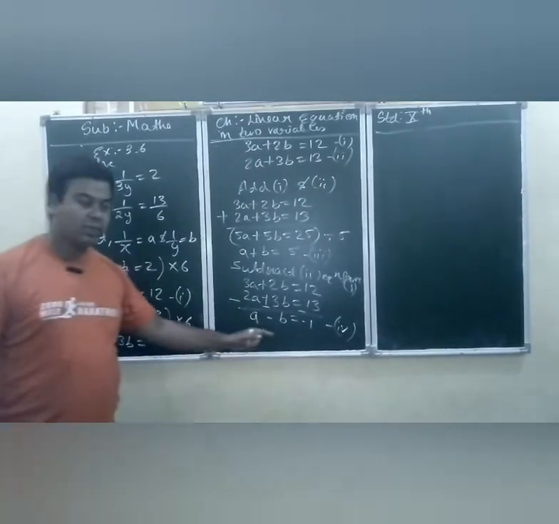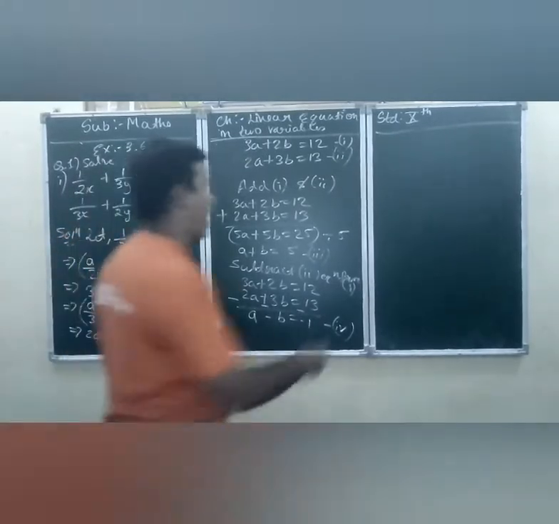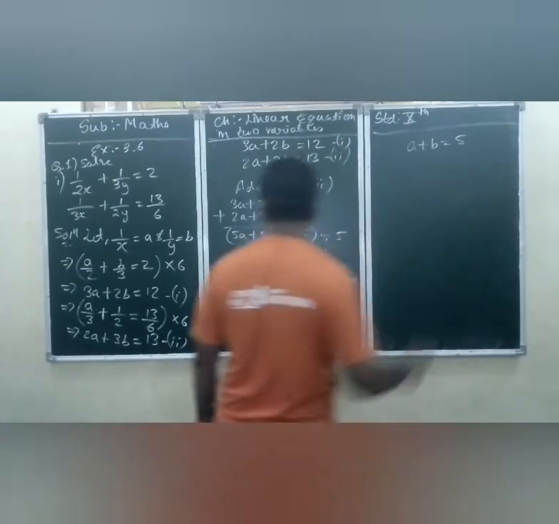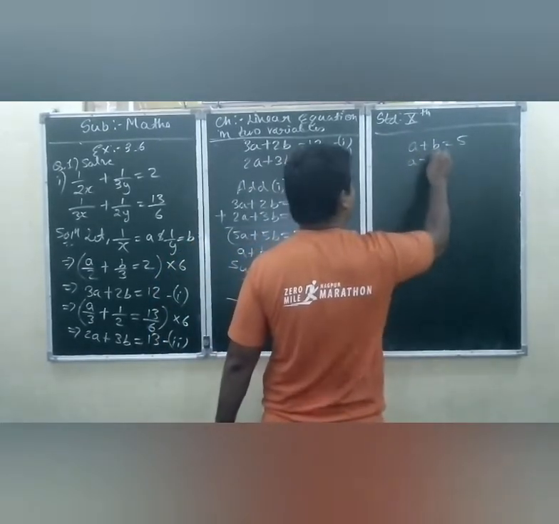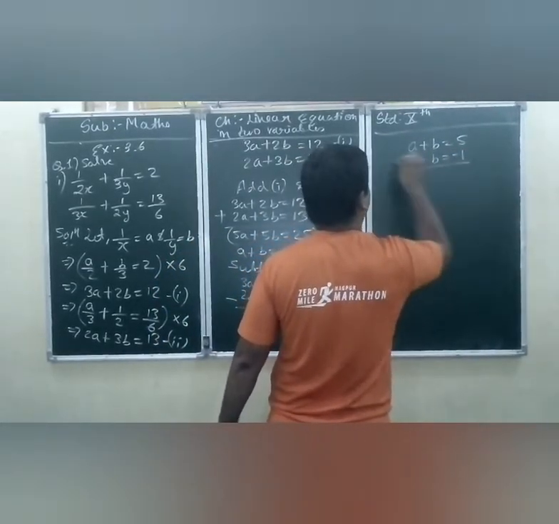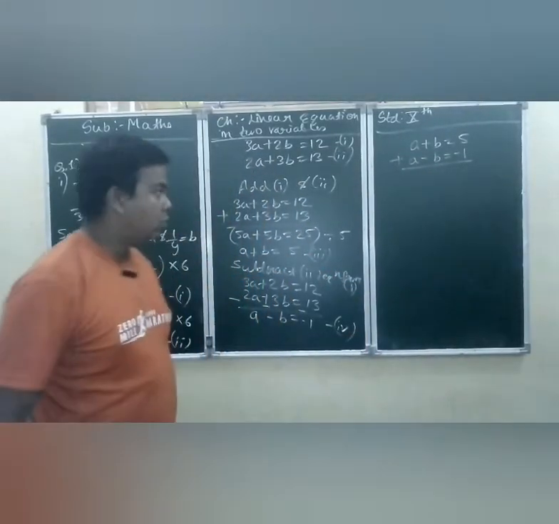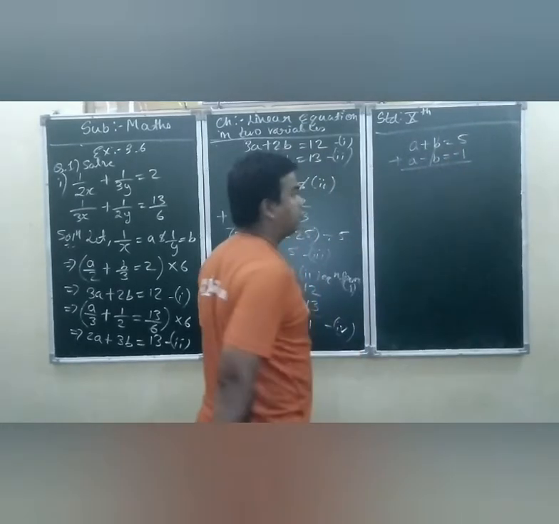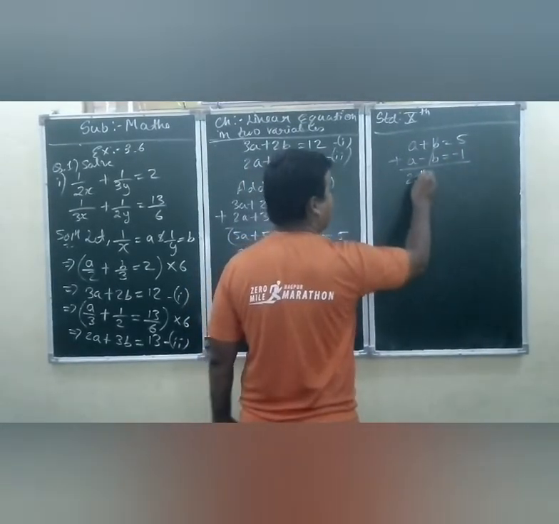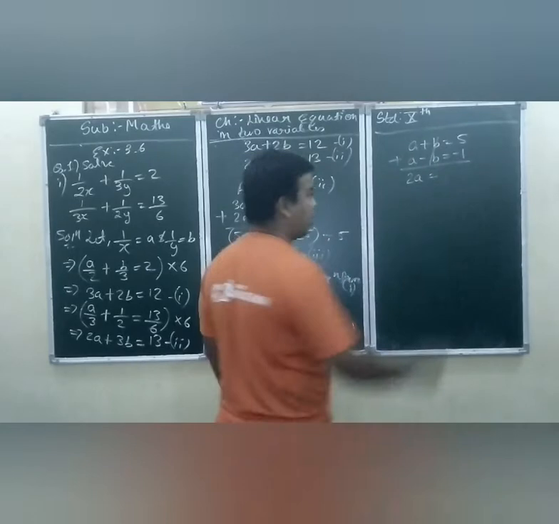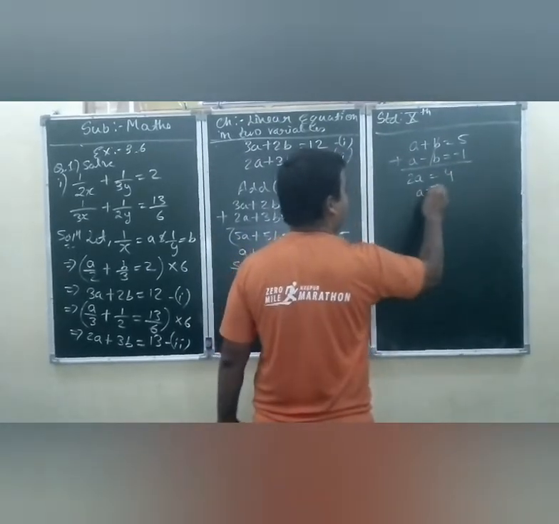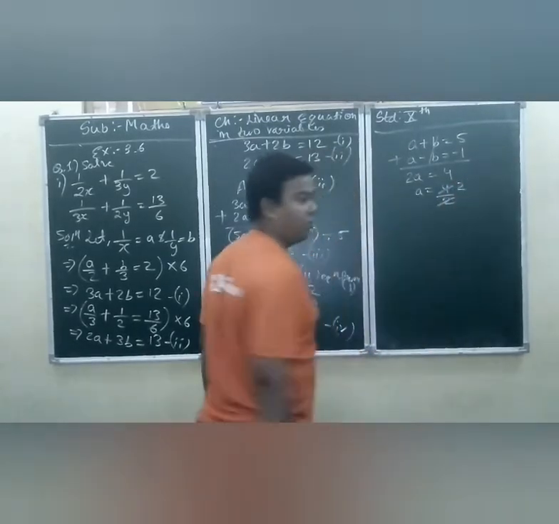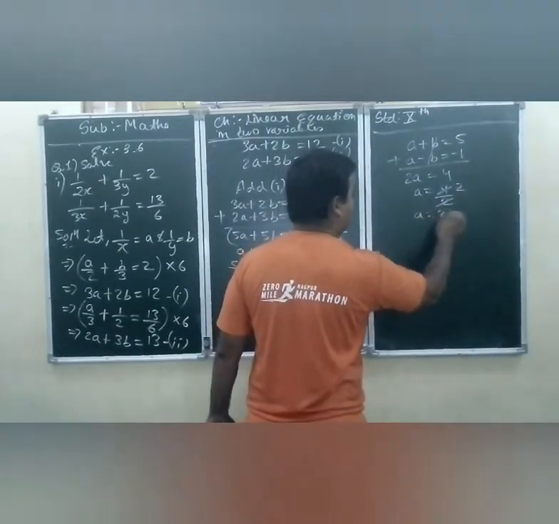Now we solve these two equations. a + b = 5 and a - b = -1. Adding, b and minus b cancel. a + a is 2a, and 5 minus 1 is 4. So a = 4 divided by 2, so a = 2.